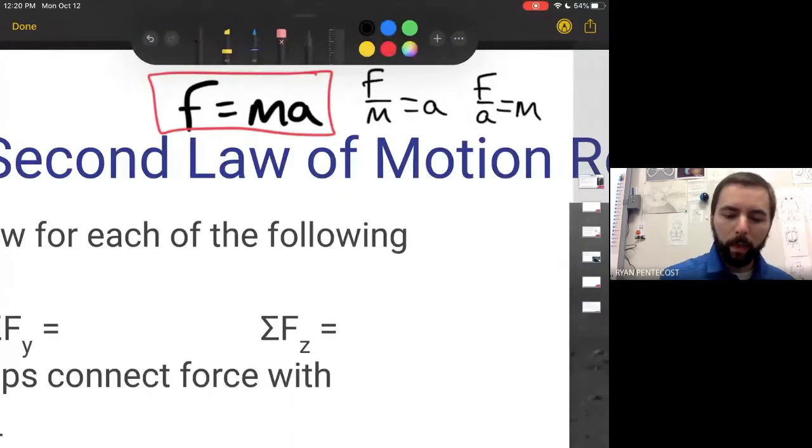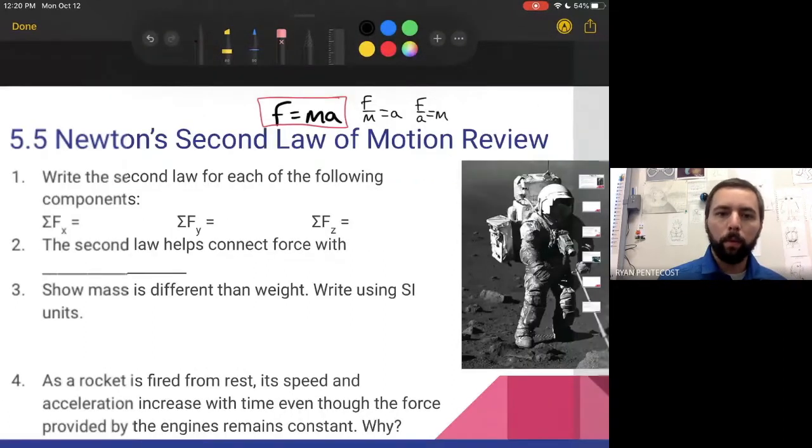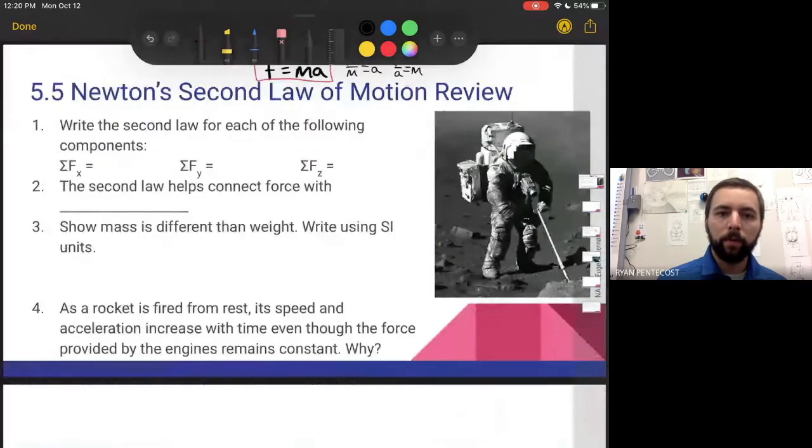Now, number one, we want to write the second law for each of the following components: the sum of forces in the x direction, the sum of forces in the y direction, and the sum of forces in the z direction. We're going to do that because we will have free body diagrams, FBDs, in multiple dimensions, possibly in 3 dimensions. So we want to know how we split it into x, y, and z.